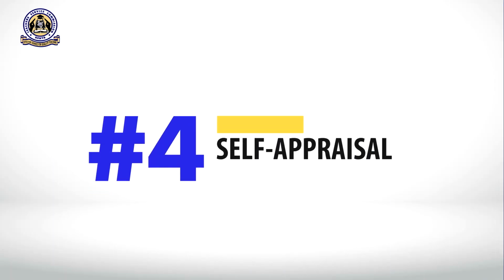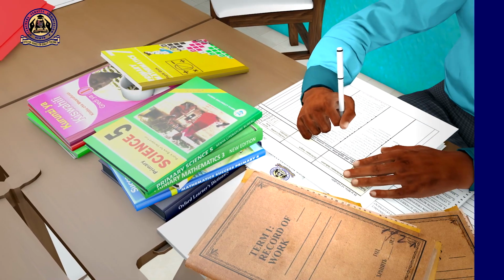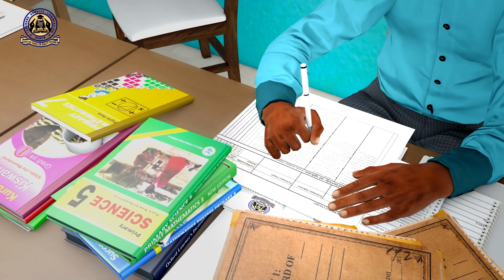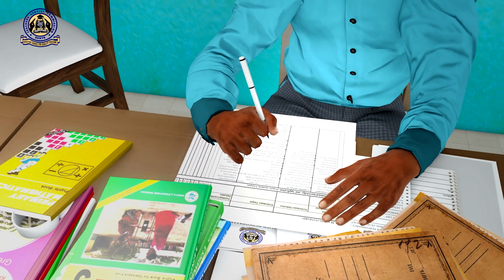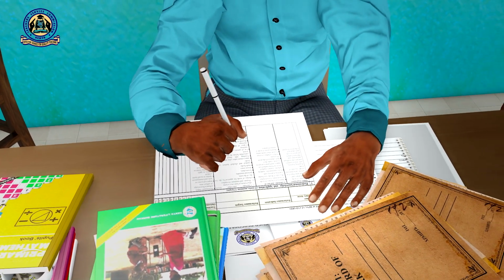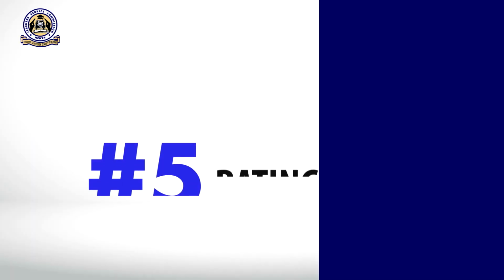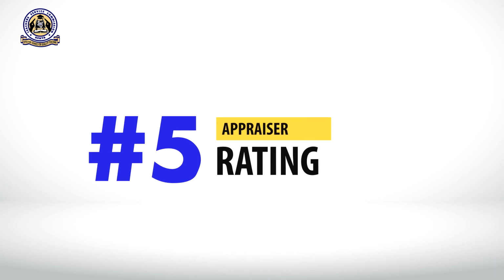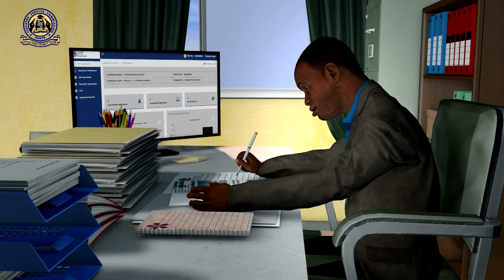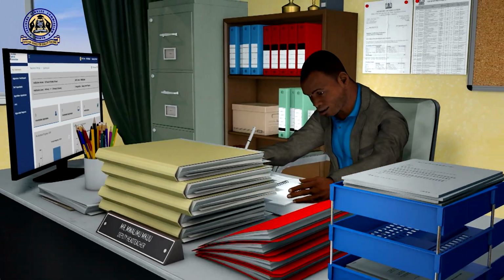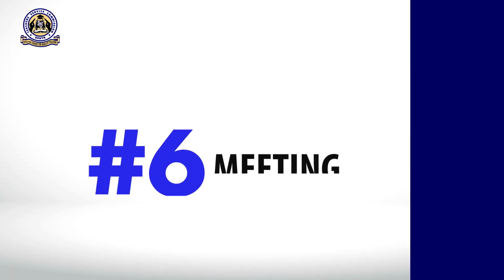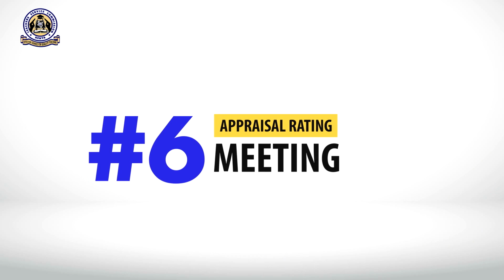Step 4. Self-appraisal. Using the evidence gathered throughout the term, rate yourself using the scale provided in the TPAD tool against each of the standards. Step 5. Appraiser rating. Your appraiser will then rate your performance based on the evidence gathered. Step 6. Appraisal rating meeting.